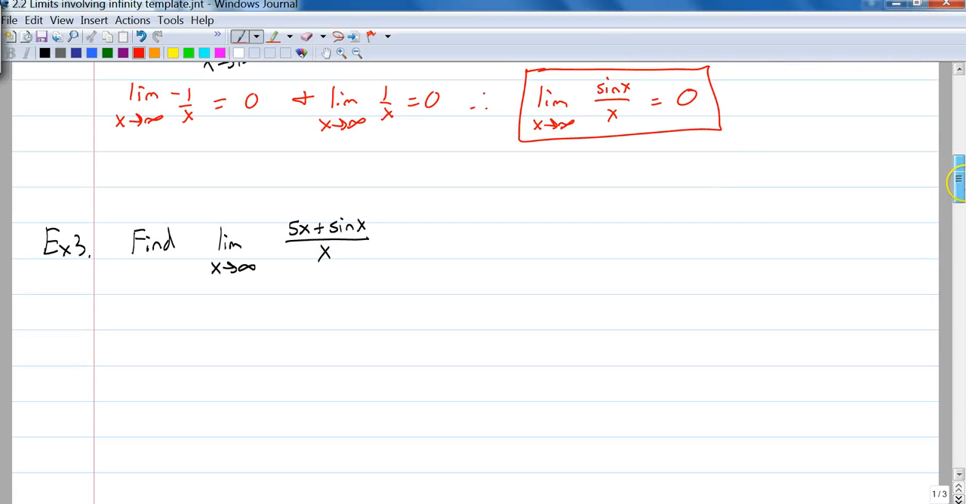Now we can use this to help us out. Find the limit as x goes to infinity. Okay, we split it apart. And we have 5x over x, which will cancel, plus the limit as x goes to infinity of sine of x over x. So it's really just the limit as x goes to infinity of 5, which is just 5, plus the limit as x goes to infinity of sine of x over x. We already just found this, and we know that that is 0. So the limit is 5.